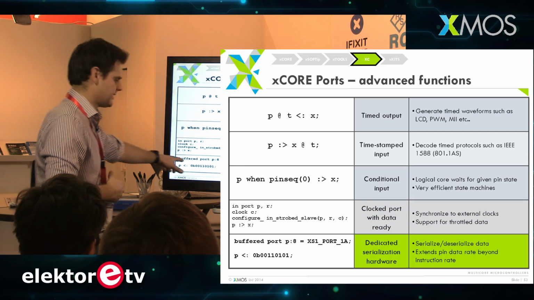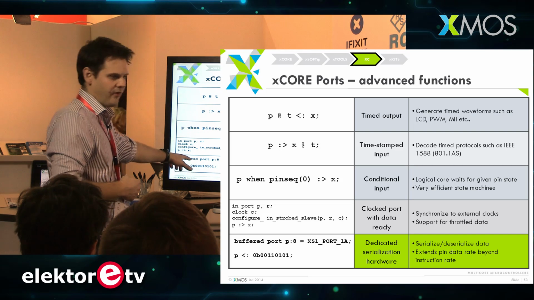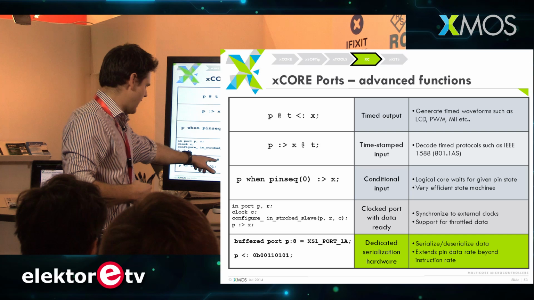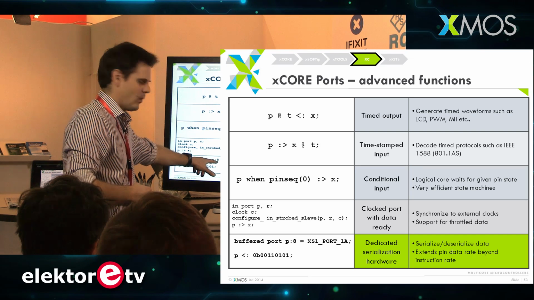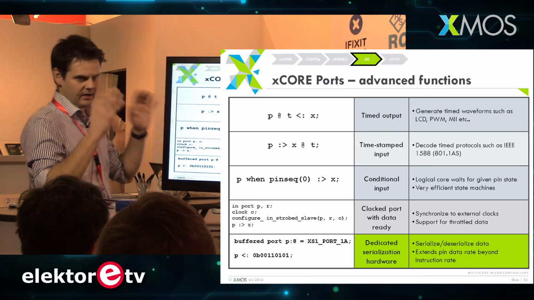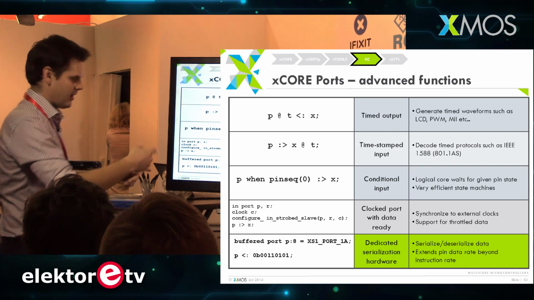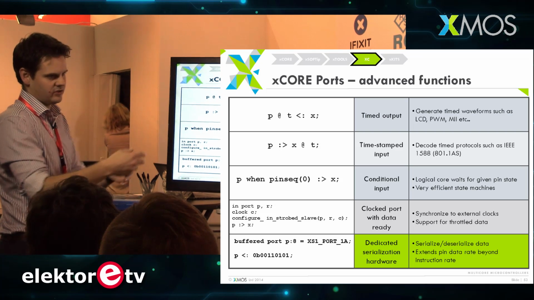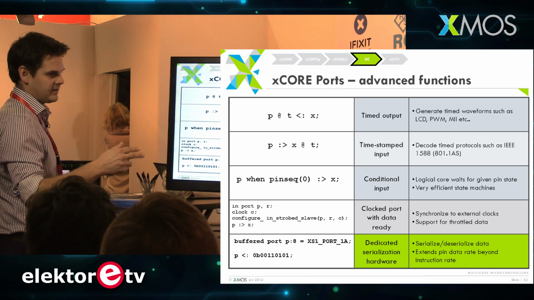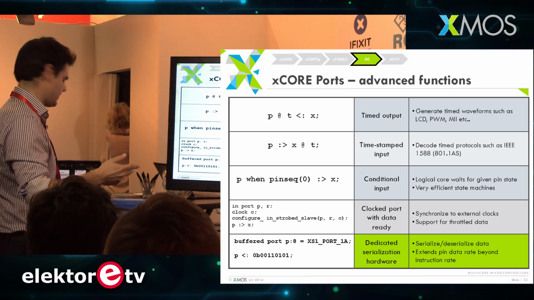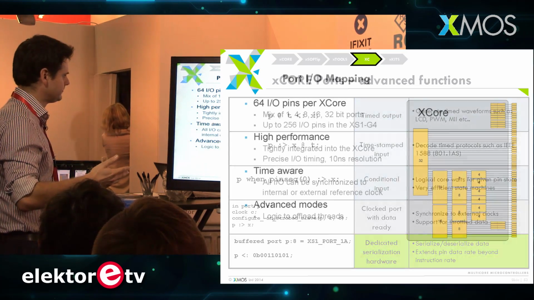And this final one is the serialization that I mentioned earlier. So here you define the port. Here it's a 1-bit port, but we're going to treat it as an 8-bit port. So we're going to throw 8-bit data at it, and it will be serialized on output, and the inverse is true on input, and the other way, deserialization as well, from 1-bit to 8 or 32.